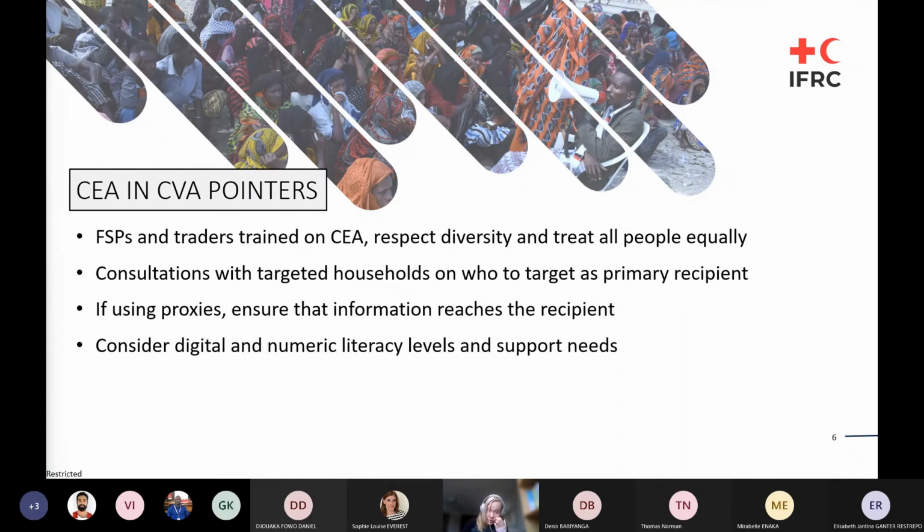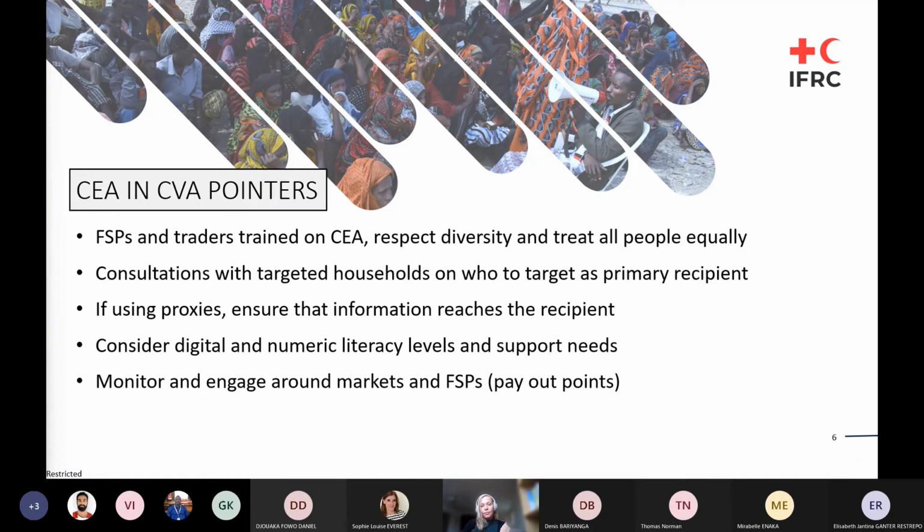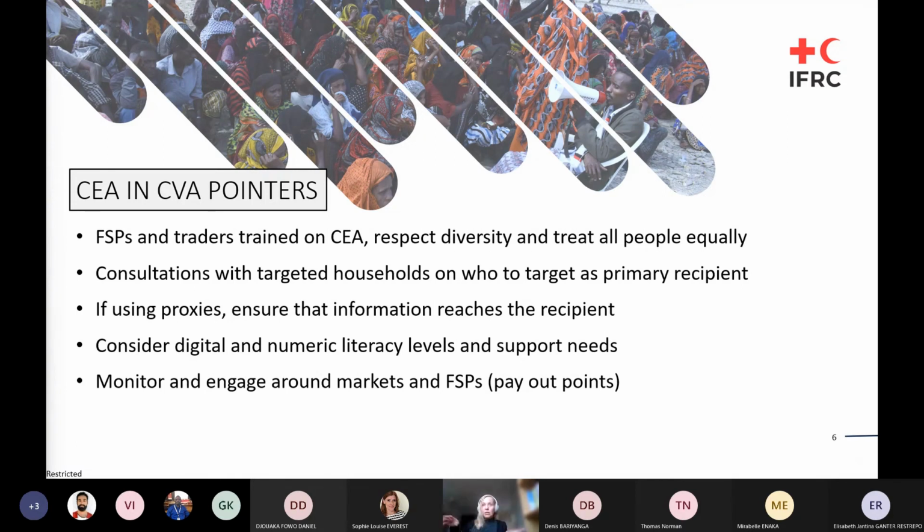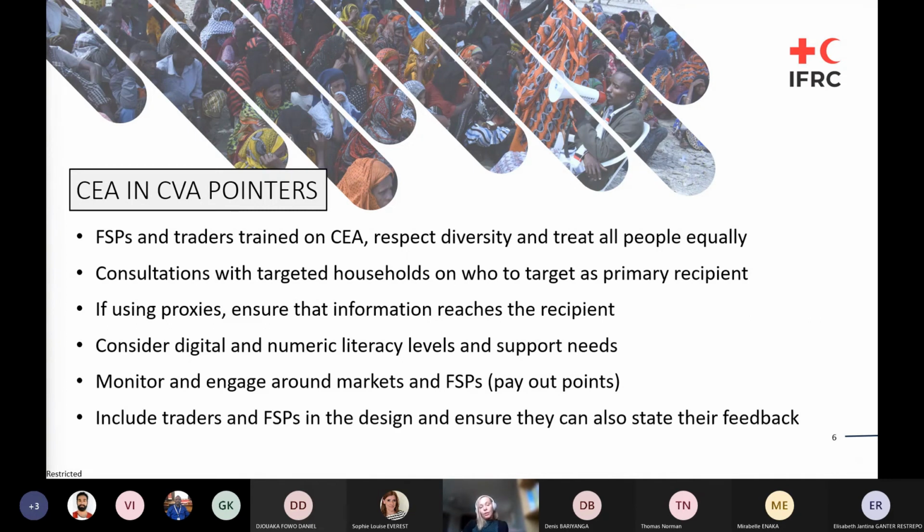We have to consider digital and numeric literacy levels and how we can support people to, for example, access mobile money for the first time in their lives or access a bank for the first time. They might not know or have been exposed to this before. So super important that we consider that. We have to monitor and engage around the markets and the financial service providers. So often we have volunteers stationed during the times when there's cash distributions. And then, of course, we also have to make sure that traders and financial service providers also have a voice and that they can state their feedback to us on the program.